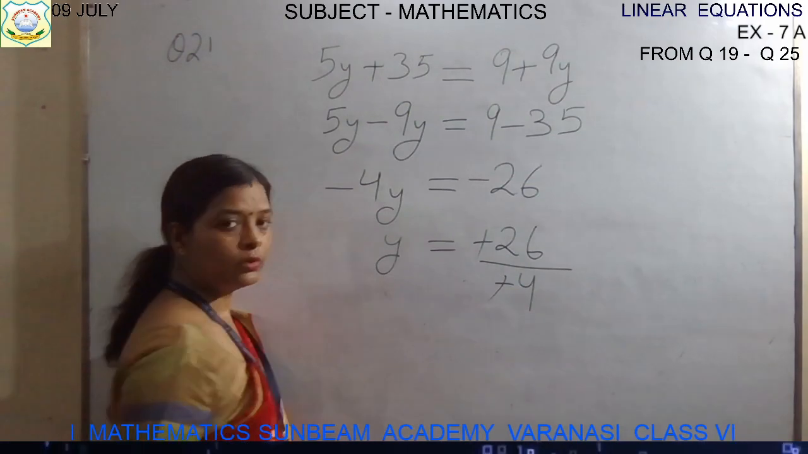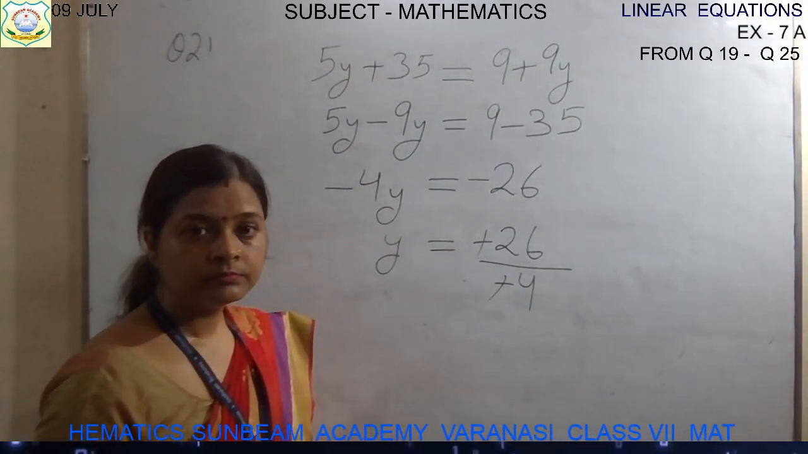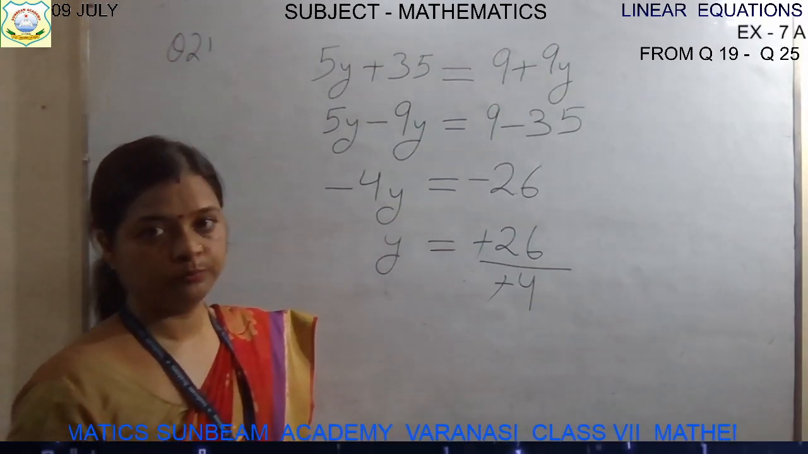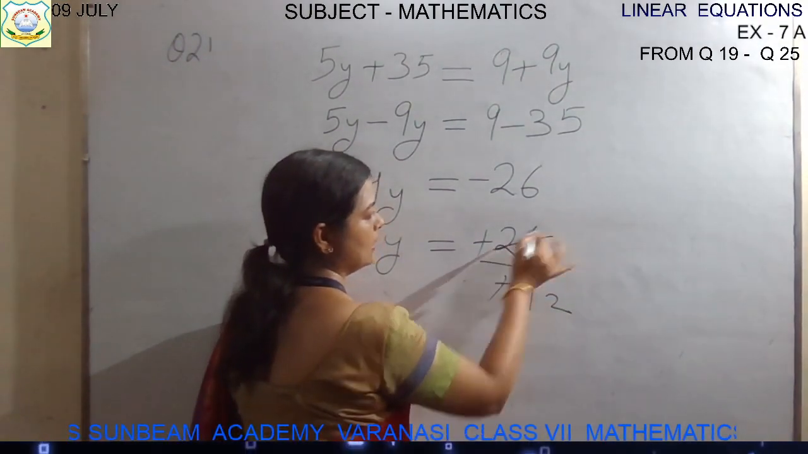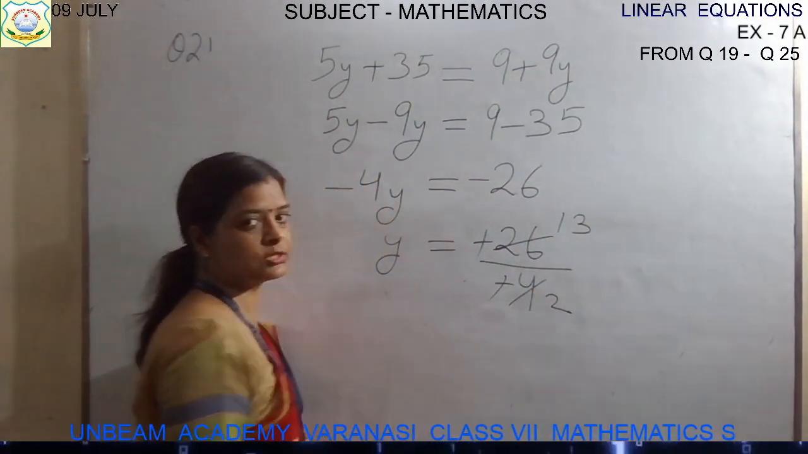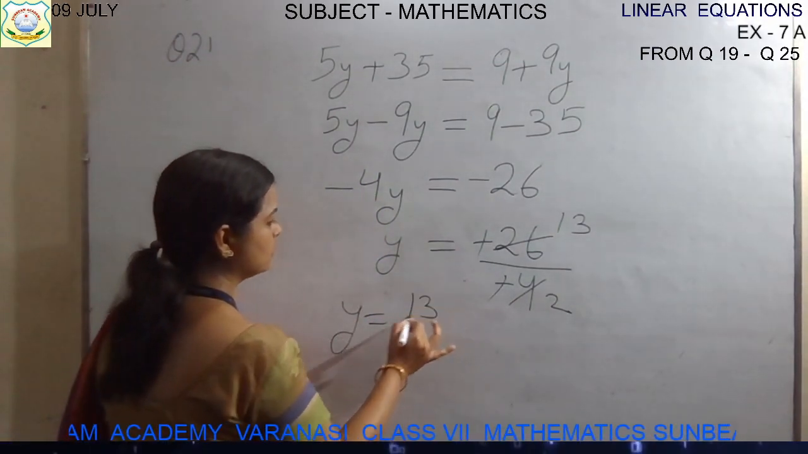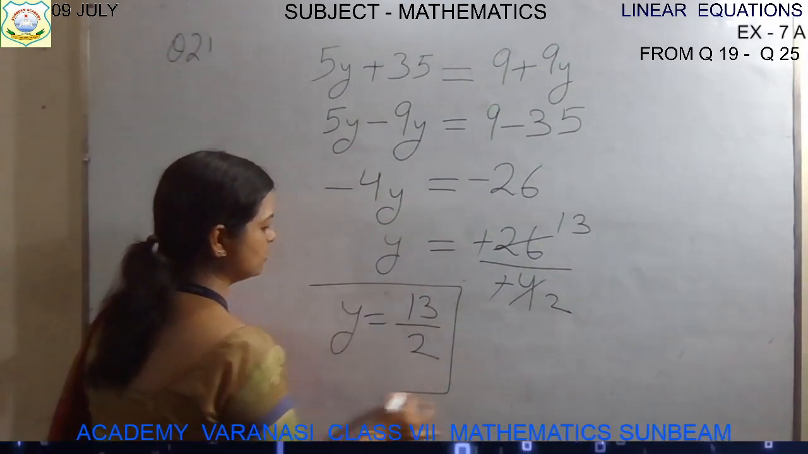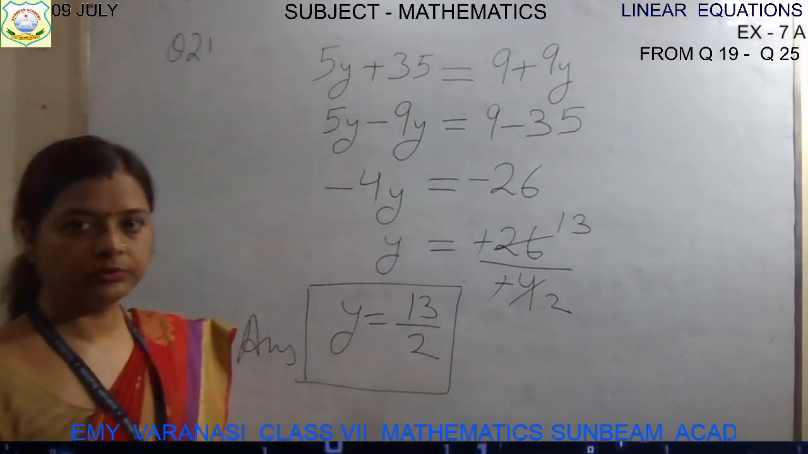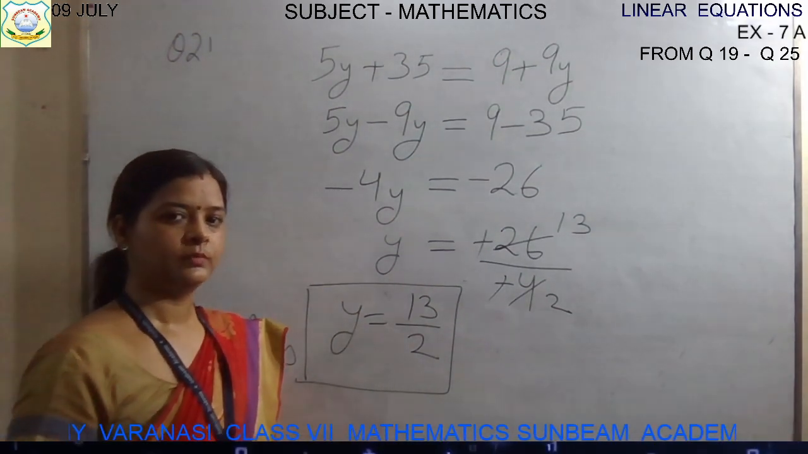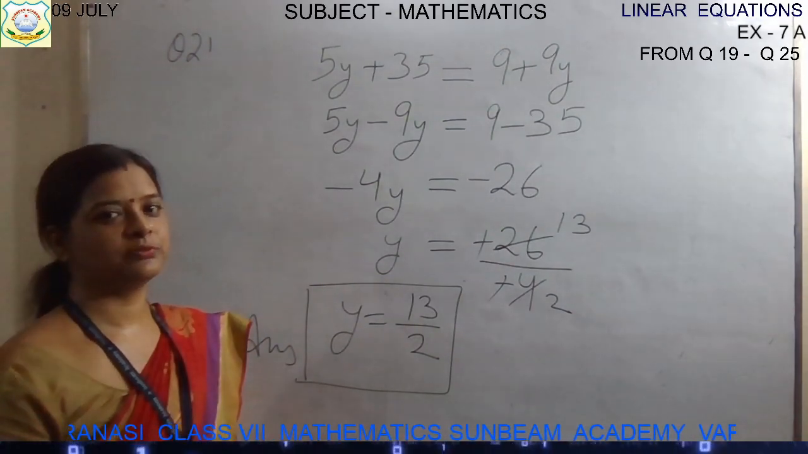And can you simplify this? Is it in the 4 table? No. So what will we do? We can simplify it further. 2 2s are 4 and 2 13s are 26. So what is our answer? y is equal to 13 by 2. No need to change it into decimal. This is our final answer. y is equal to 13 by 2. Clear? Now, let's move on to the next question.